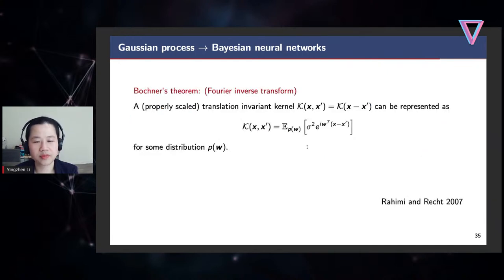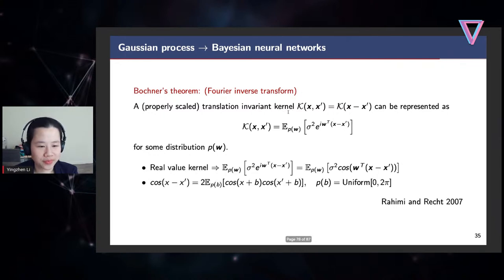There is something similar for kernel methods as well. This is the simplest form of Bochner's theorem. It says that if you have a translation invariant kernel, which means the kernel evaluation depends on the difference between two inputs, then this kernel can be represented using a Fourier inverse transform. To see this in more detail, let's assume this is a real-valued kernel. This means only the cosine waves contribute, because the sine waves would be the imaginary component, while the kernel value is real-valued. So you only have cosine contributions.